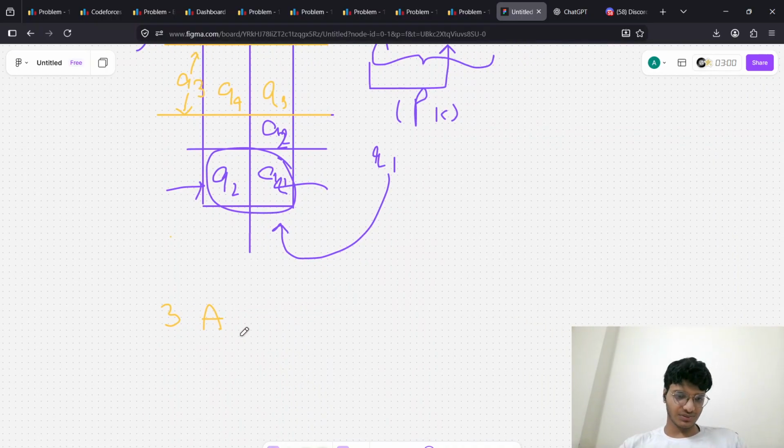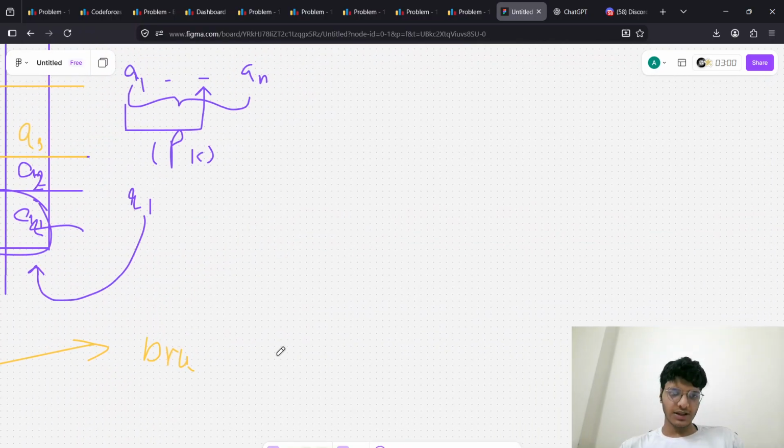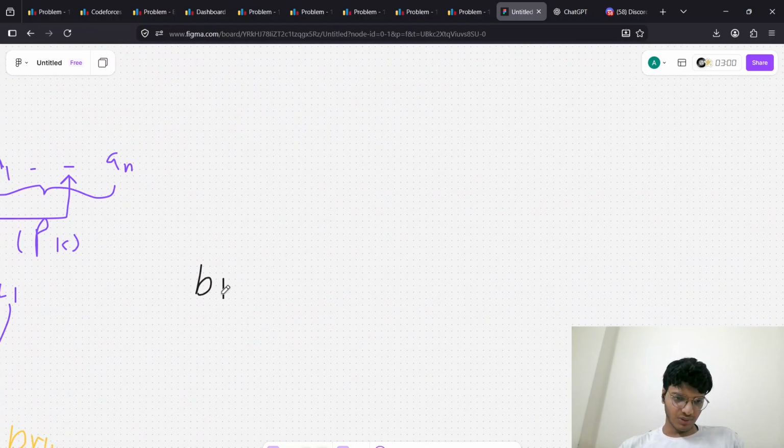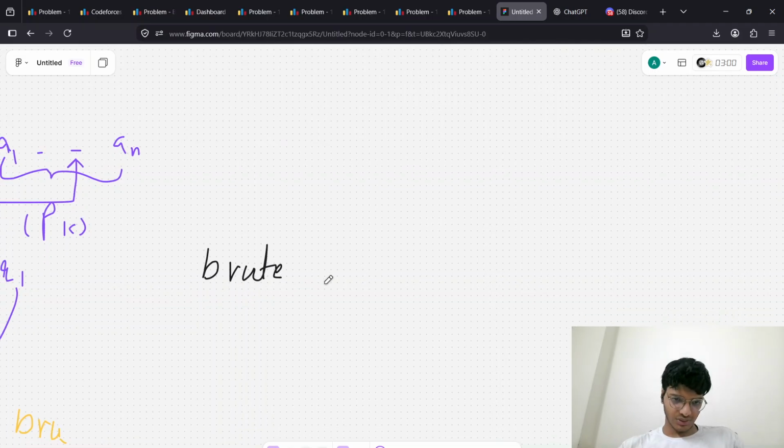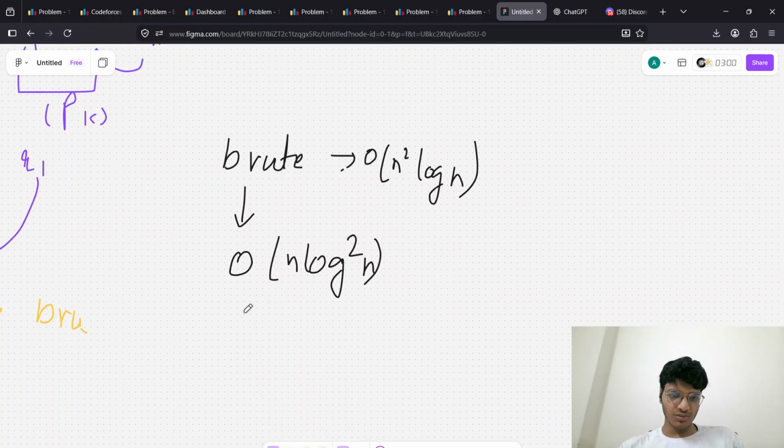So first of all, let's come to the brute force part. There is one brute force approach that runs in order of n squared log n. The optimized one is order of n log squared n, and the much more optimized one, that I have to look at, is order of n log n.